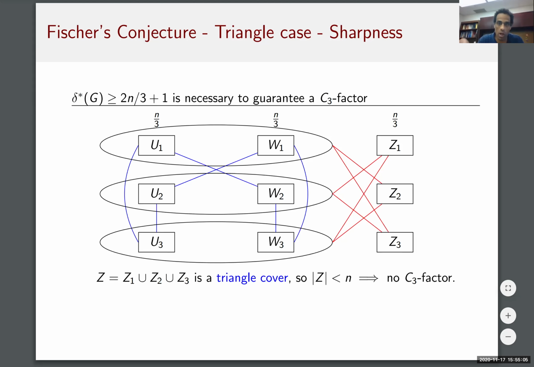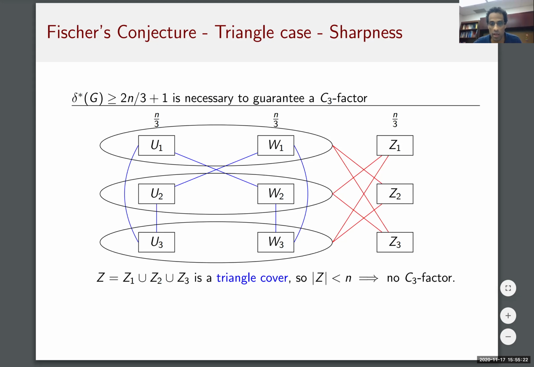Because recall, we're trying to get n vertex-disjoint triangles, and every single one of them has a vertex in Z, so there's no way I can do it if Z is less than n. There aren't enough vertices in Z to get this C3 factor.